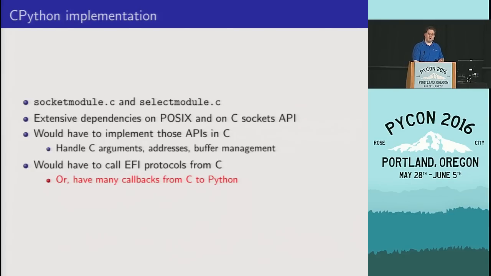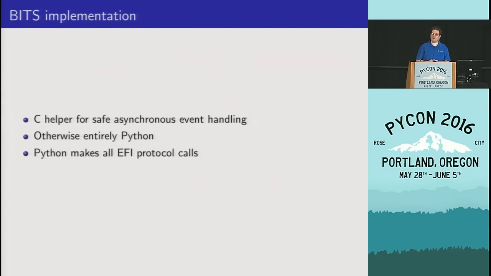But these are just two modules, underscore socket and select. So we could just write those in Python, so we have less C code. We have a tiny C helper that's needed to do asynchronous event handling in a safe, race-free way. And otherwise, the entire code is all Python. And then all of the EFI protocol calls for networking are all done via Python.